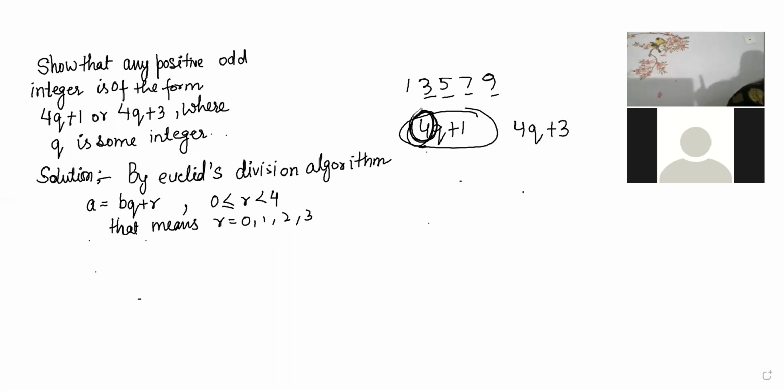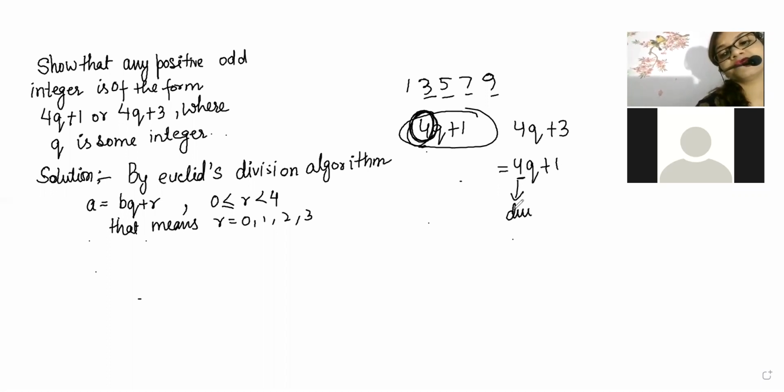4 is exactly the divisor. I repeat, 4 is the divisor. Beta, why? Because it is written as 4q plus 1. So 4 is the divisor, q is the quotient, 1 is the remainder. So what can the remainder be? The remainder can be 0, 1, 2, or 3. Now one by one we will start seeing whether it is exactly so.